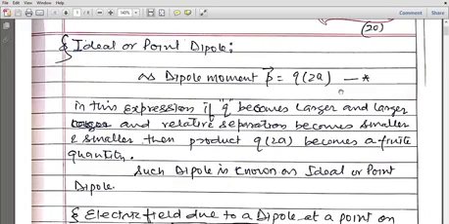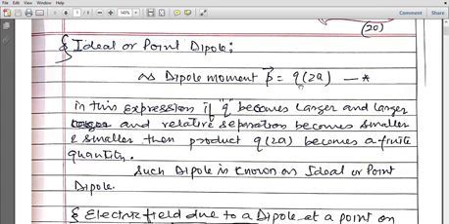Good morning, students. In today's class, we will study about electric dipole and the electric field due to dipole at different points. So, before starting this topic, let us define one simple definition of ideal and point dipole. As earlier discussed, dipole moment P is given by Q into 2A.